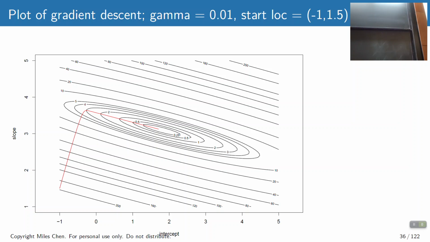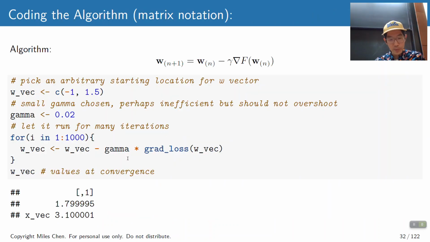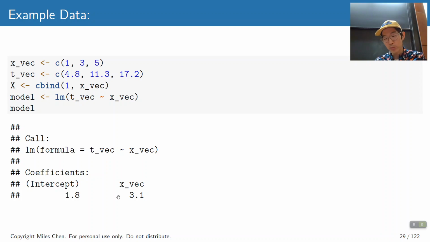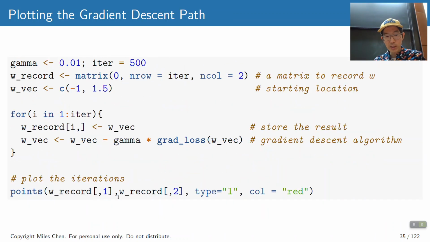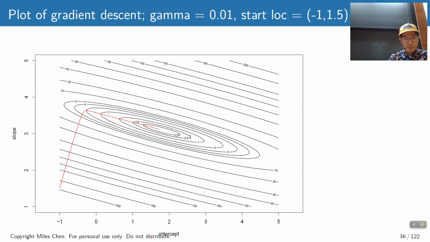So if I go across 3.1, it's really hard to get the line. Is that right? It's hard to do this up close, but it should be the location of the center of this ellipse down here, where we can visually say this is where the minimum is. That's 1.8, 3.1: 1.8 for the intercept, 3.1 for the slope. And this red line traces the path that gradient descent took.